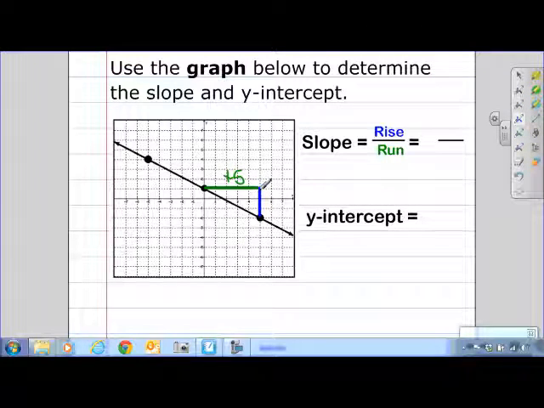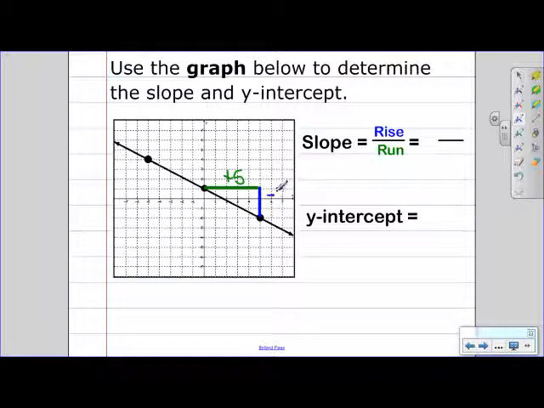And so from this point, we will count 1, 2, 3. So this is actually a negative 3. So for slope, it's rise over run. So our rise is a negative 3. I'm just going to put the negative here. And then our run is positive 5. And we'll put the 5 here. So our slope is negative 3/5.